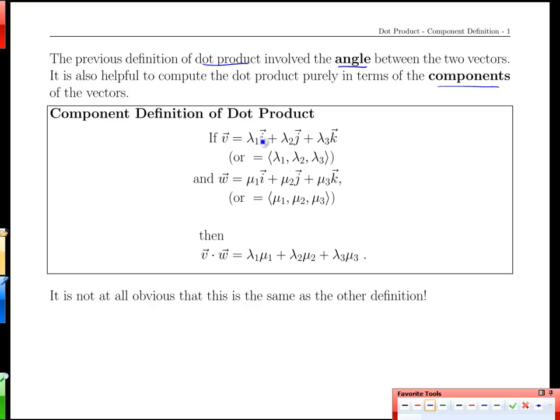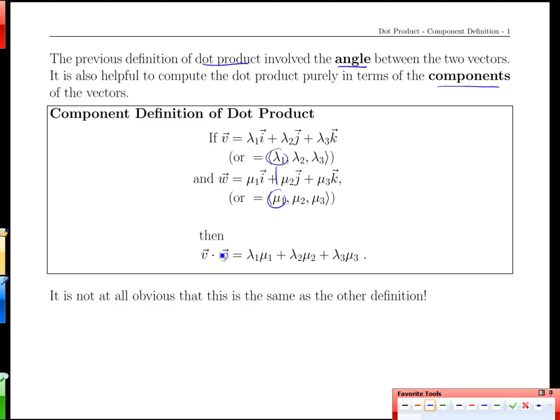If we take a look at a vector written in either the unit vectors in the three cardinal directions, x, y, and z, which we could write out in the angle bracket notation here as three components, and another vector, again in three components, it turns out the dot product that we defined earlier based on an angle can also be defined based on components as simply the product of the first two components.